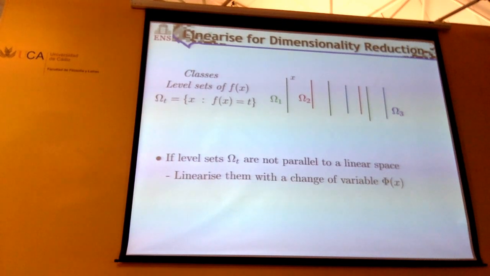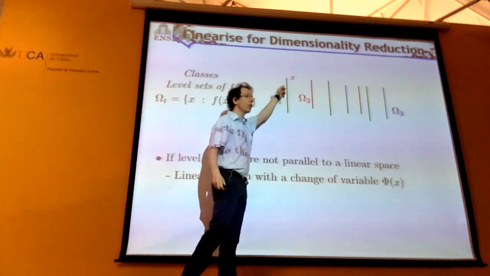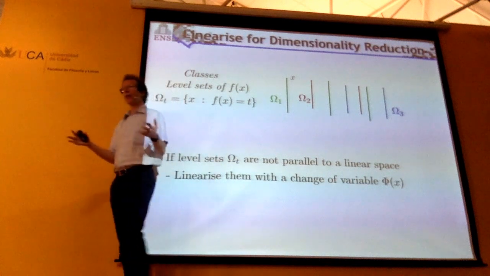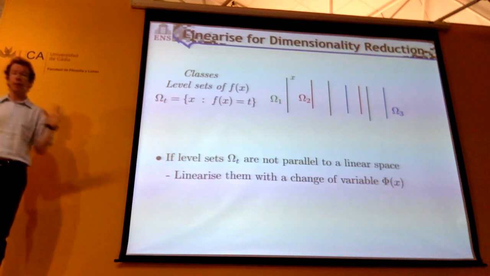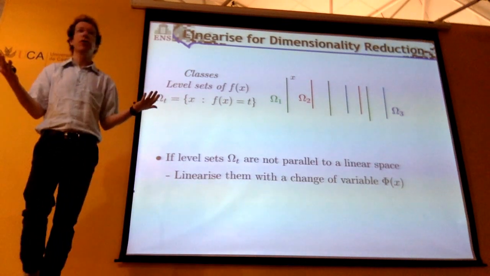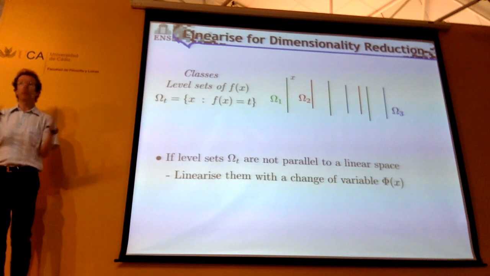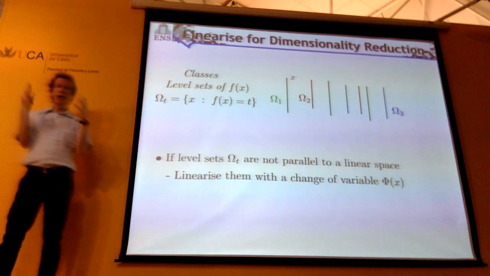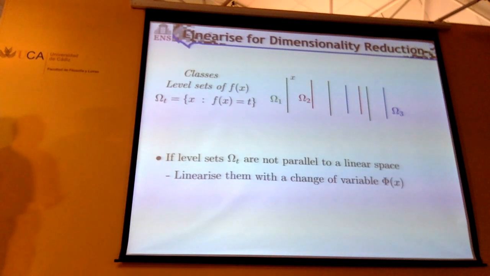Linearizing means you would like to considerably regularize these level sets, hopefully ultimately making them parallel to a linear space. Why would you like to do that? Because if you can do that, then you can reduce dimensionality and therefore fight against the curse of dimensionality. Our main problem in all these high-dimensional questions is that the volume of the space is huge. So we need to reduce the volume of the space so that the limited number of samples that we have can make a relatively dense sampling of the space that we're going to consider.